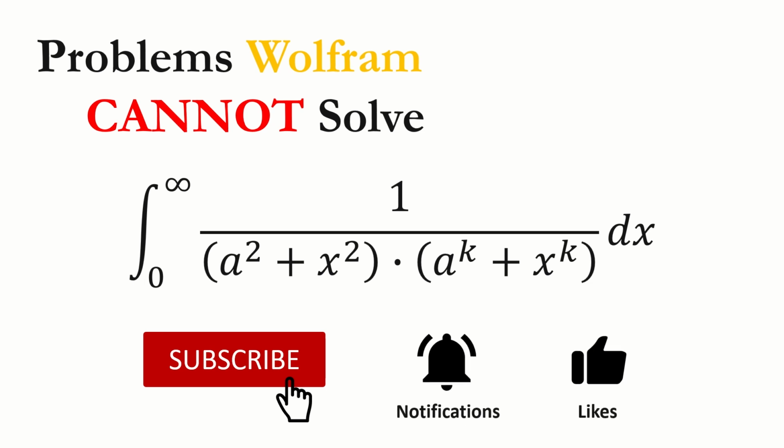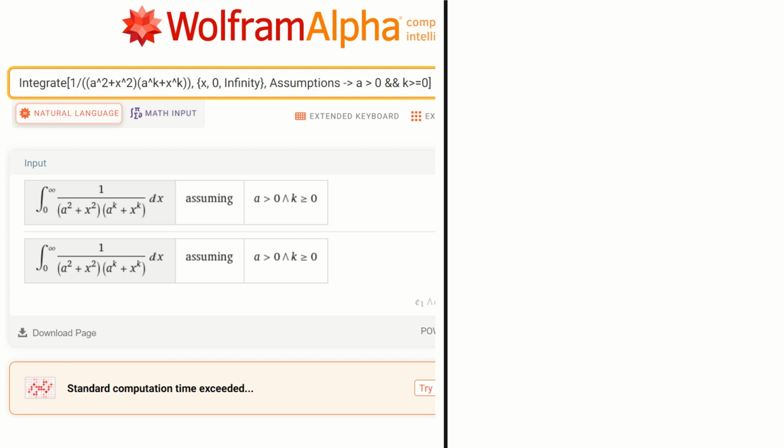Let's get started. So first, let's look at the output from Wolfram Alpha. Here we require A is a positive real number, and K is a non-negative real number. So you can see Wolfram can't solve it. It says the standard computation time exceeded.